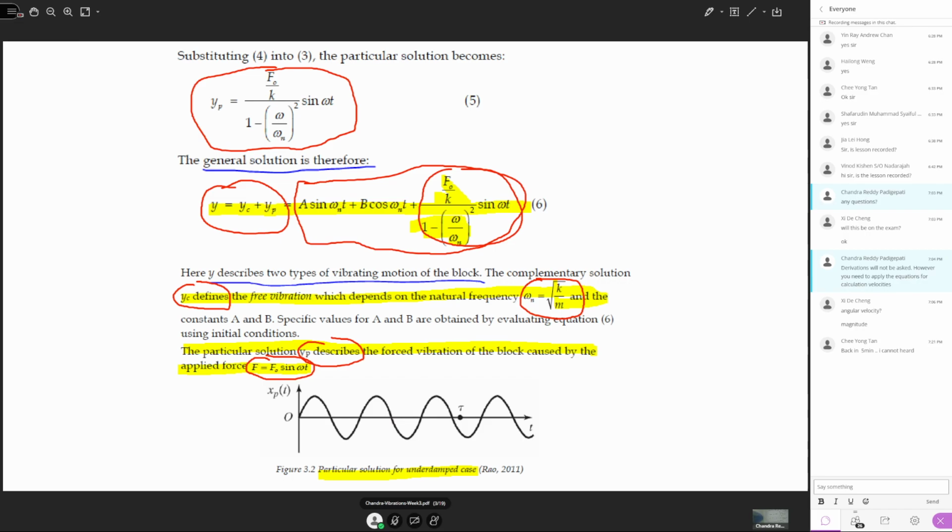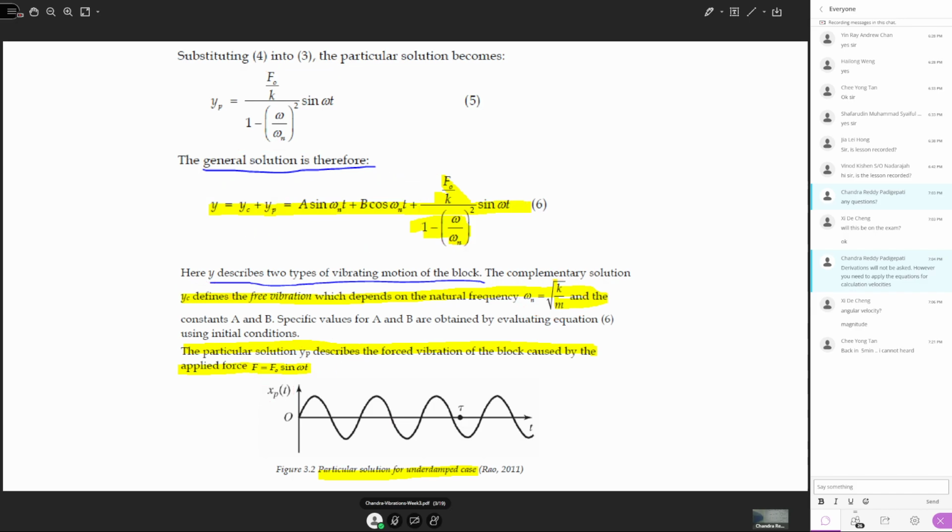Okay, so this is how the force is varying, the particular part of the solution varies with respect to time. You need to appreciate the important part from damped free vibration: it has two parts of the solution. The first part is the complementary solution, that is for the free vibration. The second part is the response due to the forced vibration, due to external force.